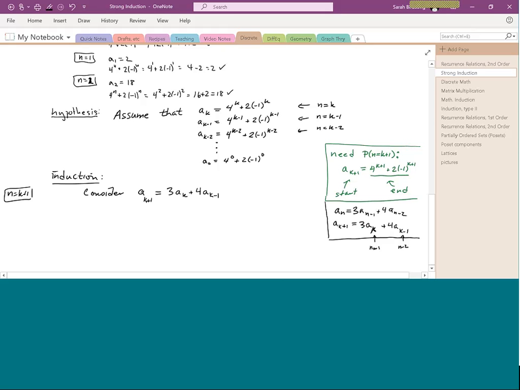Now remember what we're trying to get to. We're trying to get to 4 raised to some exponent plus 2 times negative 1 raised to some exponent. Is there any way that we can convert these a subscript k and a subscript k minus 1 into something of exponents with 4s and negative 1s? Anybody have a guess what we should do after this next equals? If you want to type in the formulas, you can, or you can just give a description of what we should use.